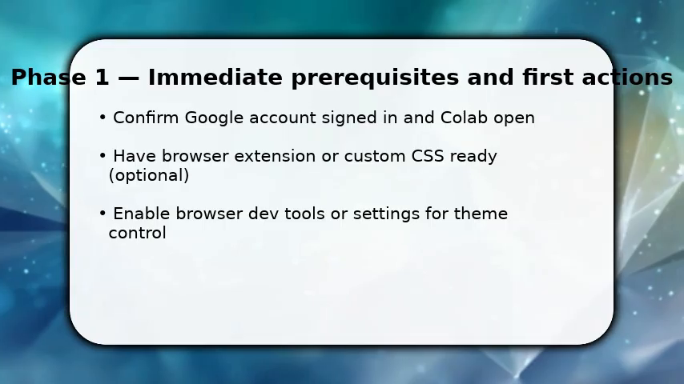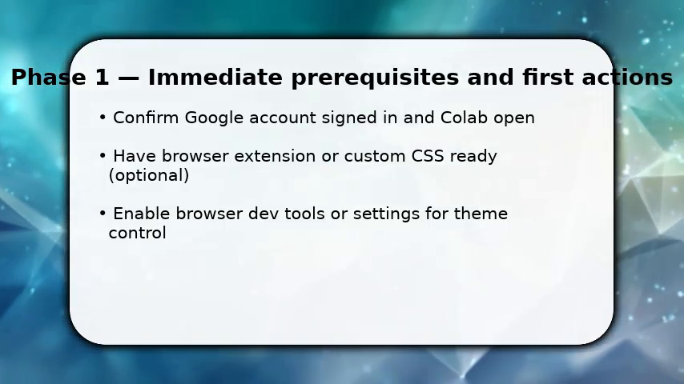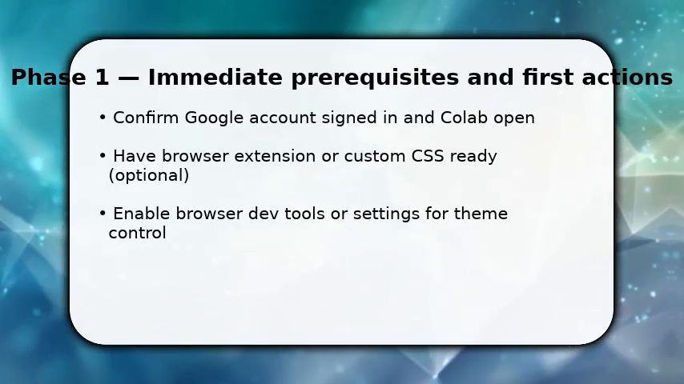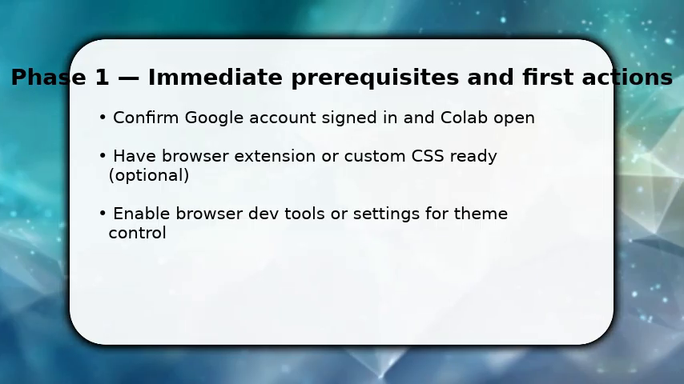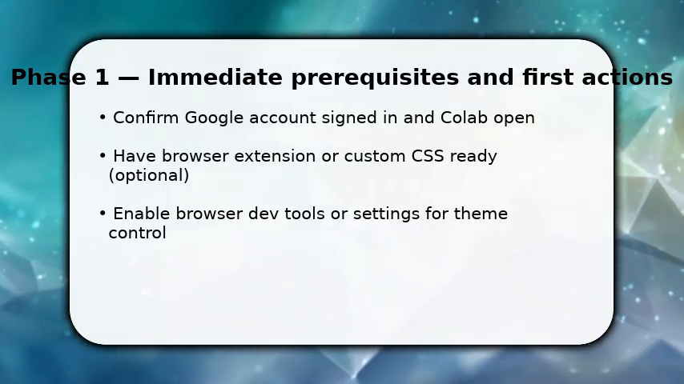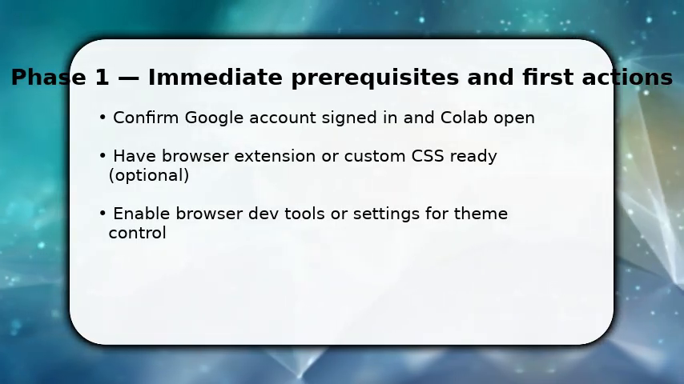You'll start fast. Make sure you're signed into Google and a Colab notebook is open. Once done, check whether you prefer a built-in theme, a browser extension, or a small custom CSS snippet. You want control now, so decide. Use a Chrome/Edge extension or use Colab's built-in dark theme if available.